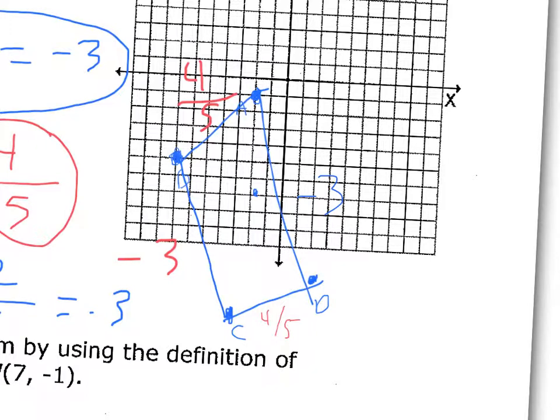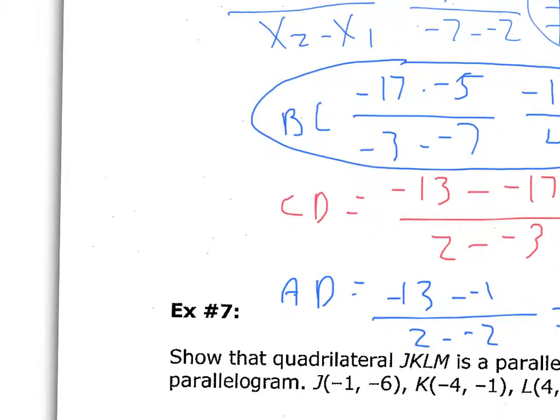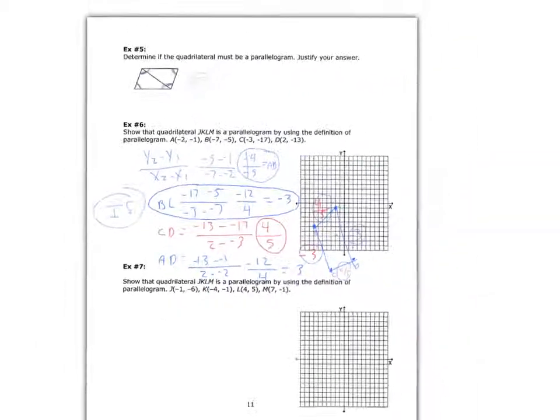And we see that both sides have the same slope. Since that is the case, this is a parallelogram. So this is a parallelogram.